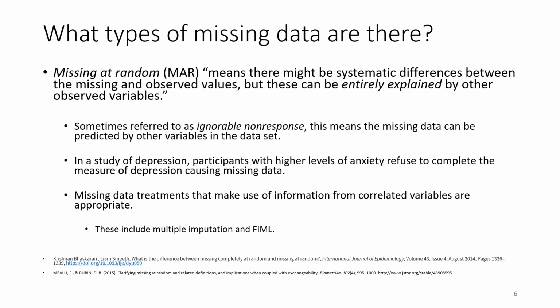In a study of depression, for example, participants with higher levels of anxiety may refuse to complete the measure of depression and so that is the cause of missing data. So because you have that measure of anxiety, that would allow you to predict the missing values on depression. Missing data treatments that make use of information from correlated variables are appropriate.